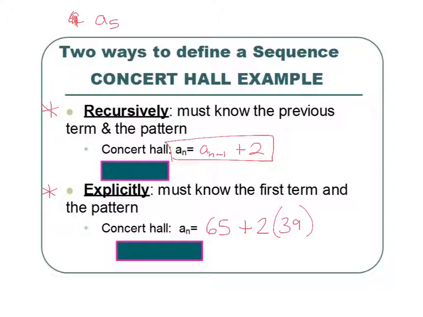And so we just type that in our calculator: 65 plus 2 times 39 gets us 143. So you can write this back on the previous slide on the concert hall after that question. We know that the 40th term, or the 40th row, would have, that was ugly, 143 seats in it. So that was the first question we've answered on that problem.